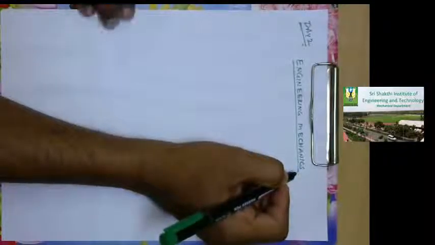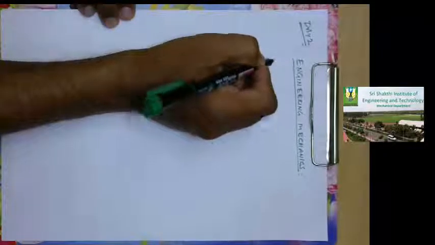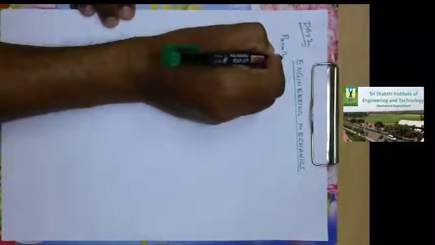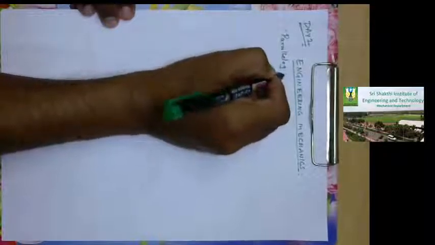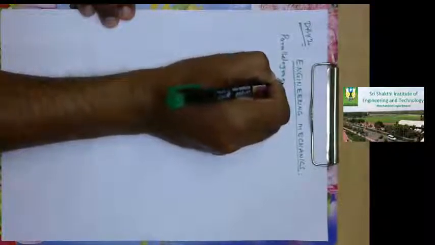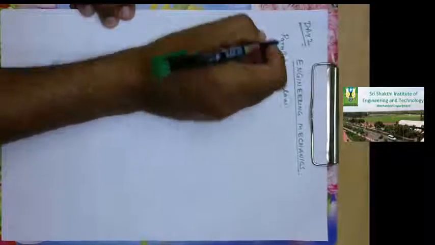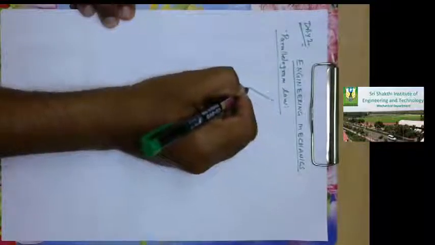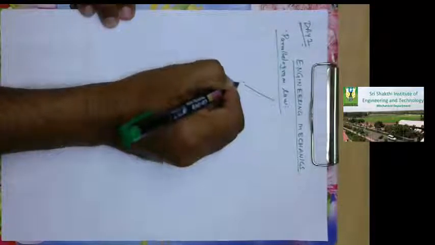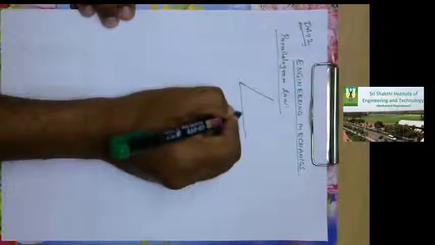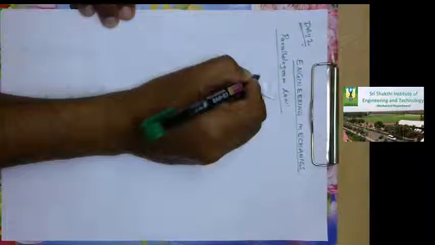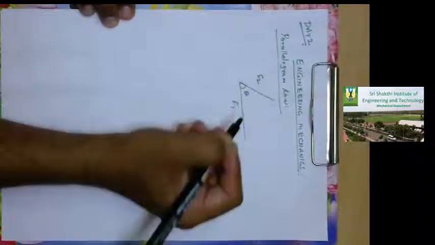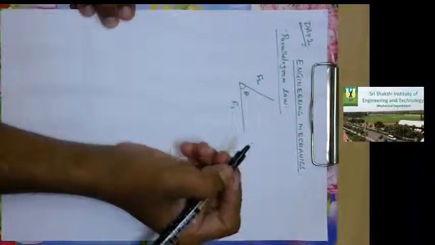Okay, you will understand. Last class we saw the parallelogram law. Two forces, F1 and F2, are inclined to each other at an angle theta.